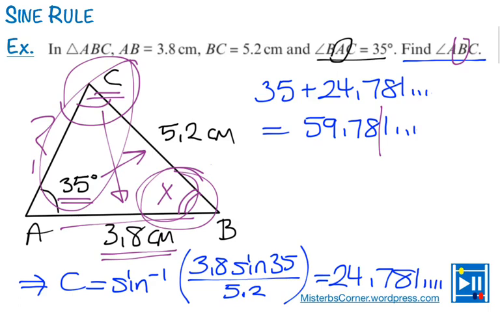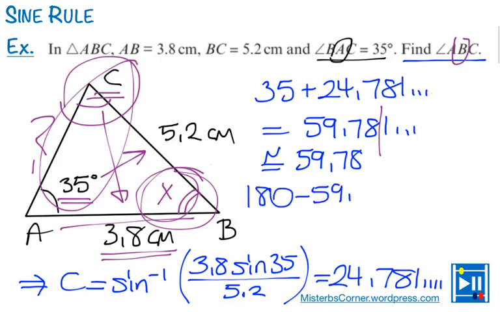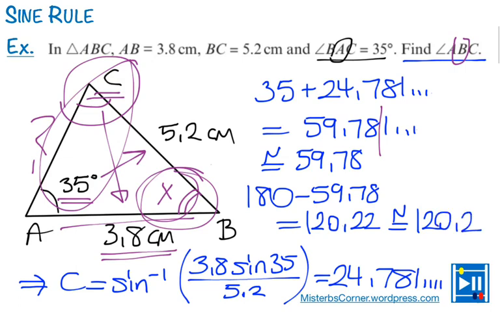At this point I could go with two decimal places, right? It could be approximately 59.78. Now 180 minus 59.78 will give me 120.22. Now according to the question, if it says give your answer in one decimal place, you could end up with 120.2, or if it says three significant figures, then you just write 120 degrees. So it depends on what the question asks you to do.